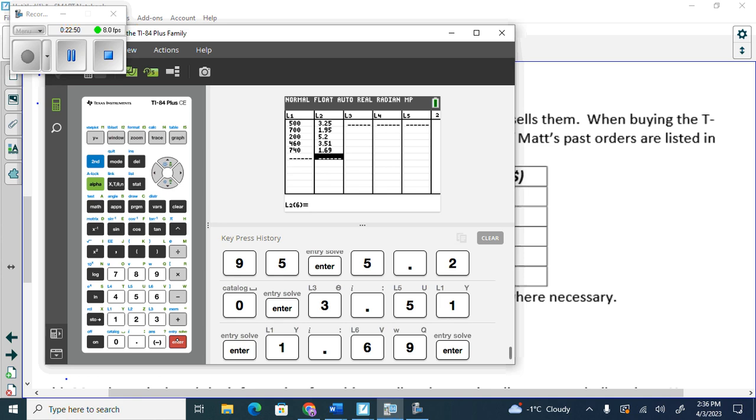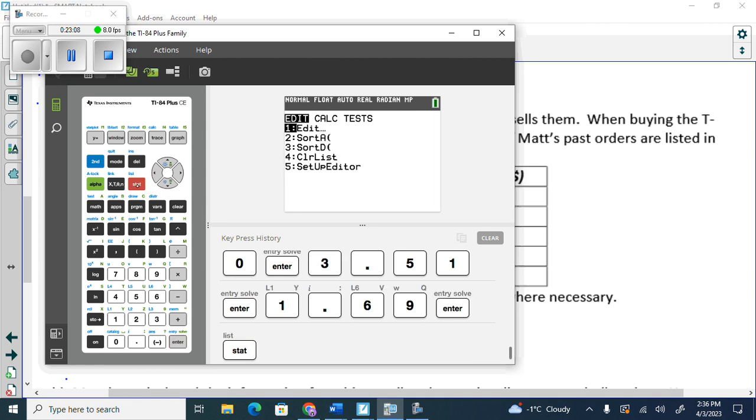And you have it in your list. We have to calculate the regression, right? On that paper, it leads you right through the steps. So what regression are we going to find this time? Linear, quadratic, or cubic? What does it say? It says linear. So we're going to go stat, then calc.